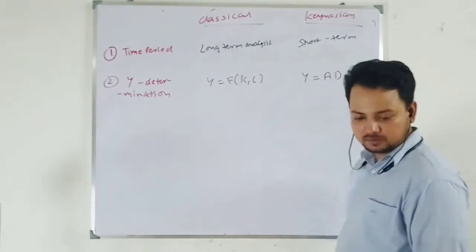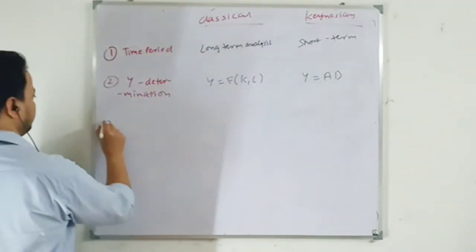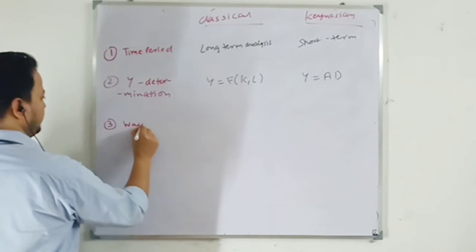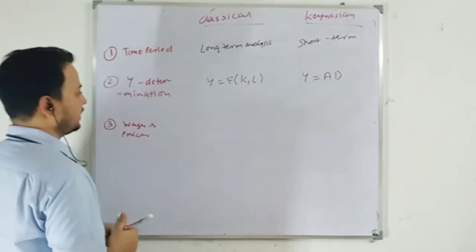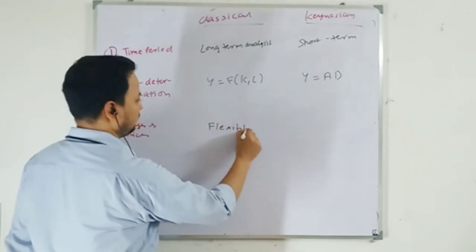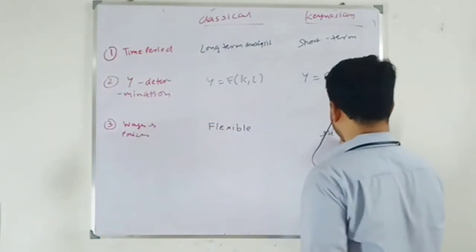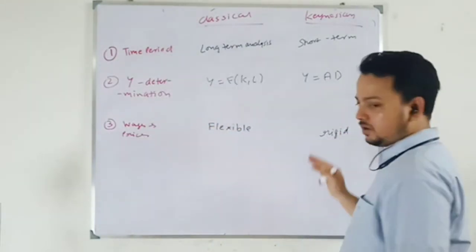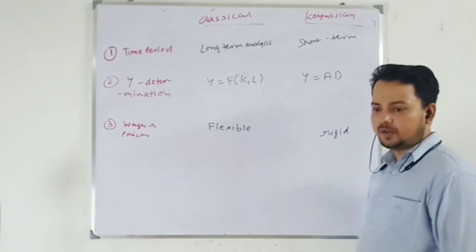Okay. Wages and prices, third point. So in the classical system, both wages and prices are flexible. In the Keynesian system, in the short term, both are rigid and it is downward inflexible. Okay, it is downward inflexible.